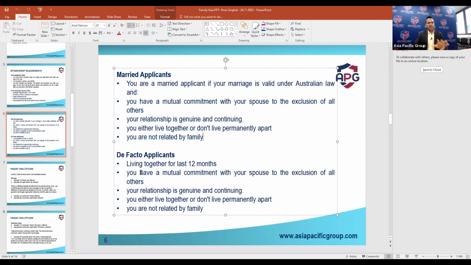With de facto partners, this changes a bit. They don't have to be married, but again they have to show evidence that they have been living together for at least 12 months to satisfy the immigration department that they are in a de facto relationship. If they have not been living together for 12 months, we can still satisfy this requirement by registering the relationship as a de facto relationship. Most states have this service available through their registrations department, where we can register a de facto relationship.